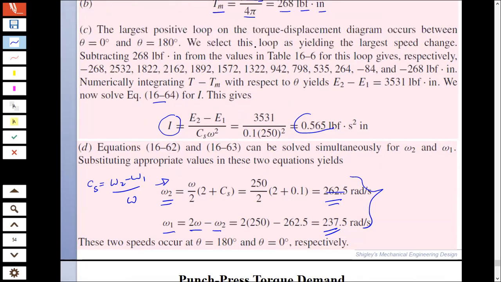I think this is going to be it for the clutches, brakes, and flywheel. I'm not going to go any further, and this is going to be enough for these topics.